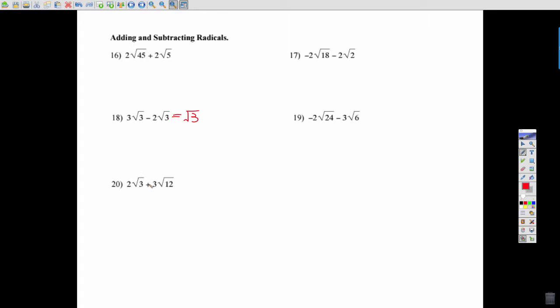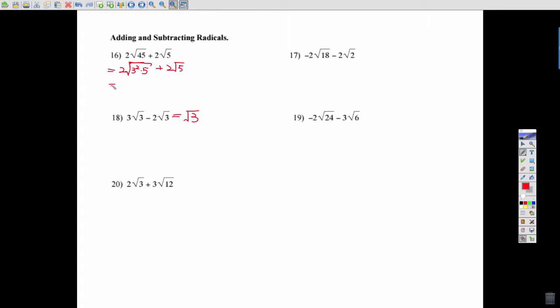But look at the rest of them. They don't have the same radicals. So there we have to use the skill we just practiced. We have to factor it, and hopefully I will have a root 5 here. So let's see if I can do that. 45 is 9 times 5. 9 is 3 squared. I'm skipping a step there. Right? 9 times 5, plus 2 root 5.